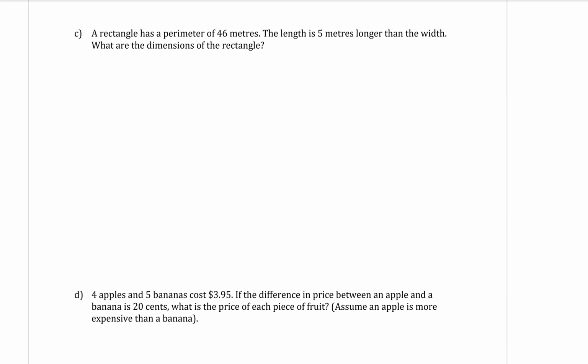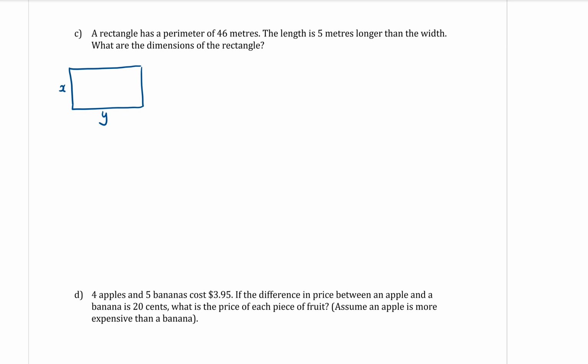We now have a shape. A rectangle has a perimeter of 46 meters. The length is 5 meters longer than the width. What are the dimensions of the rectangle? So it's always good to have a little diagram, so let's draw one. Here is my rectangle. Okay, I have a length and a width. We are trying to do simultaneous equations here, so let's just call them x and y. It's okay to have two different pronumerals in there.